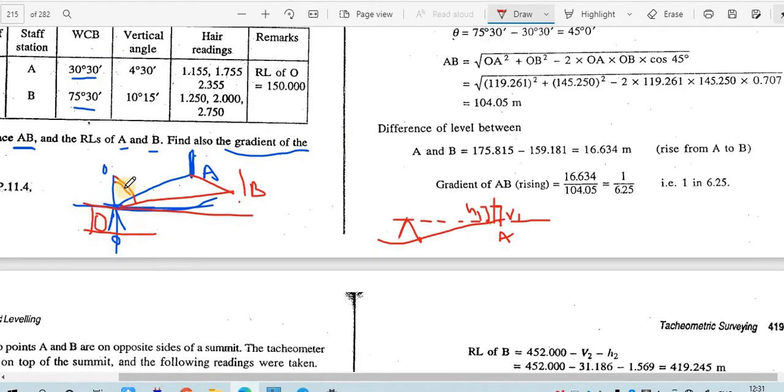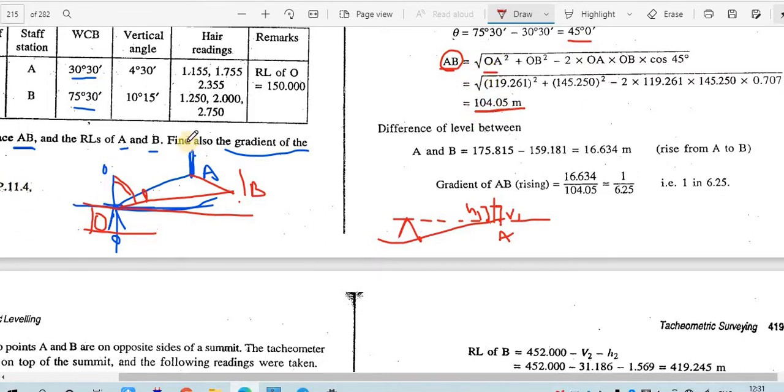We have got the angle. Over here you can see the angle which has been created inside this. The total angle was 75 degree 30 minutes minus 30 degree 30 minutes, and we will get this angle. So this angle is coming out to be 45 degree 0 minutes. So based on the horizontal distance formula, by using this formula, we can calculate the horizontal distance between A and B.